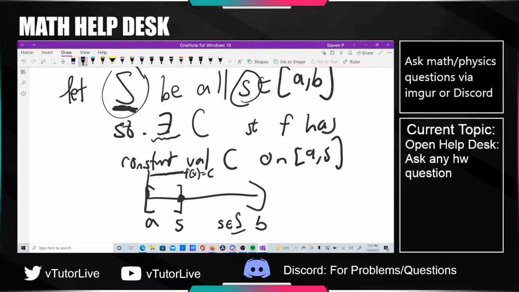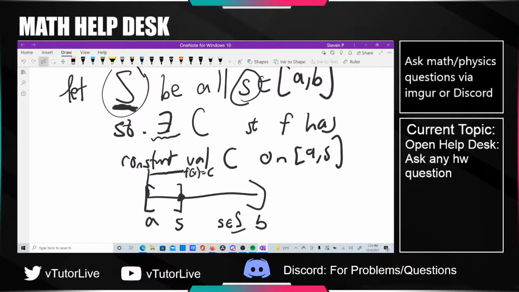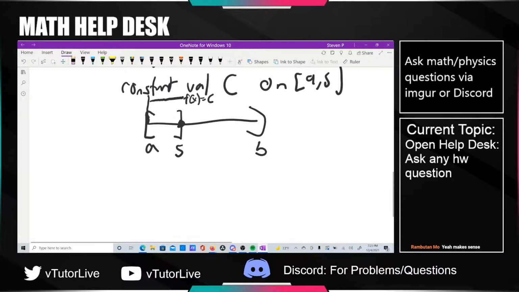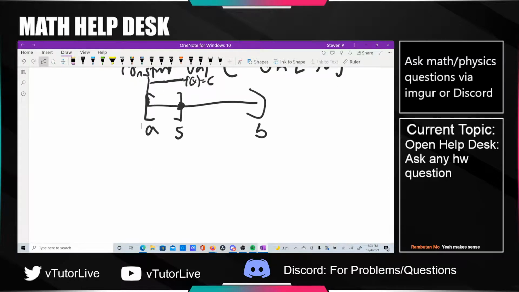This one's a little bit hard to grasp. I want to pause for a moment to ask if people are understanding what this is on about. So maybe I draw a couple more examples.